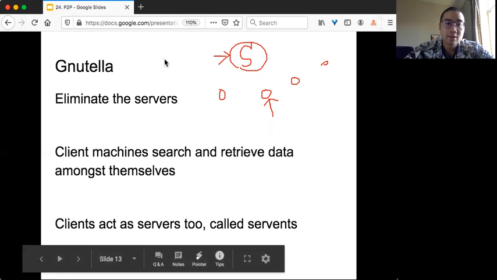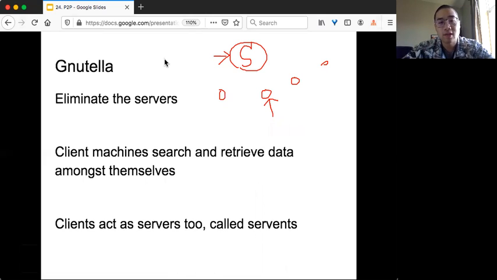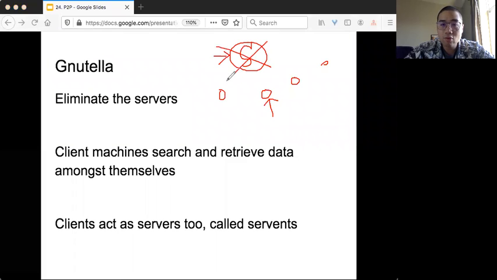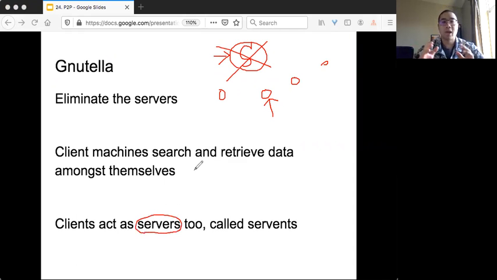Okay, so there's a second generation called Gnutella. The idea is simple: I'm going to get rid of servers. What you do is that the client machines search and retrieve data among themselves, and the client also acts as a server. What they mean by server is that you need to handle this kind of administration message, not just storing the data. So in the terminology, it's called a server.